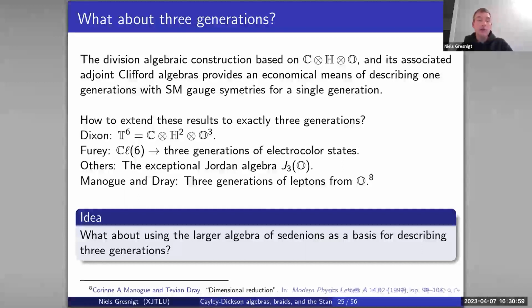And so this approach seems to do a really good job of describing one generation. Certainly seems very promising. But one question then would be, how do you extend this to 3 generations? So there have been a few different approaches to this. So for example, Dickson proposed taking 6 copies of his original algebra, C times H times O. So he has 2 copies of the octonions, and 2 copies of the quaternions and 3 copies of the octonions.